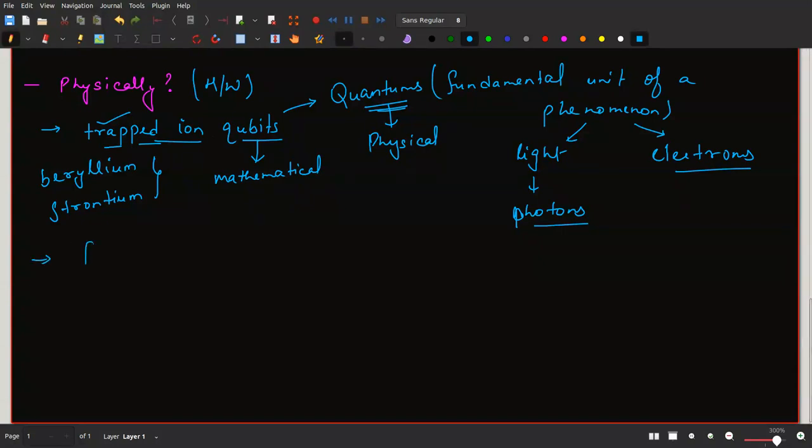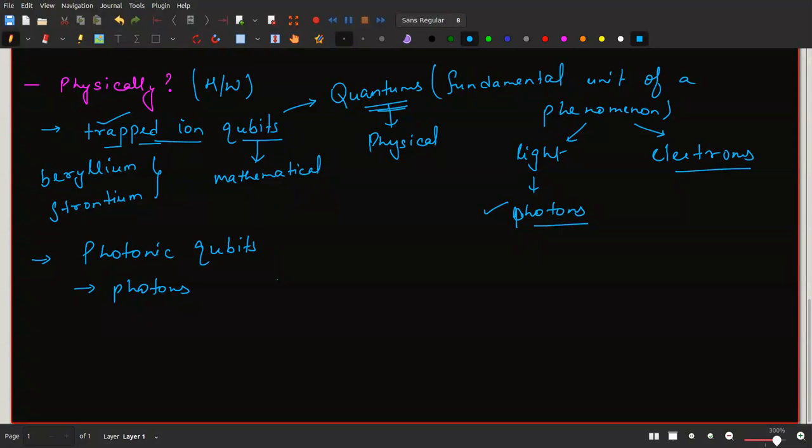Another way can be photonic qubits. So what happens in photonic qubits? We use photons here. As I told you, a photon is a quantum. So if I'm using photons as quantum, then those qubits are known as photonic qubits. So physically this is what it means: various types of quantums we have in the real physical world, and out of that, some quantum we can select to implement the qubits.